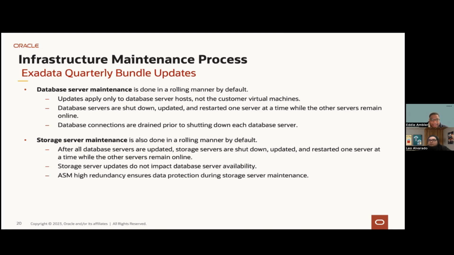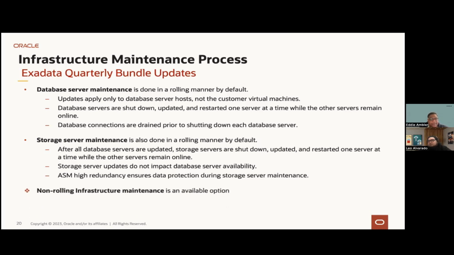ASM high redundancy is used to ensure that while we are conducting maintenance on one of your storage servers, your data still has HA protection, right? We use high redundancy, which guarantees 3 copies of the data. So even if we take 1 copy of the data offline, there are always 2 additional copies of the data just in case there's a disk failure, storage server failure, or something that requires us to provide protection.